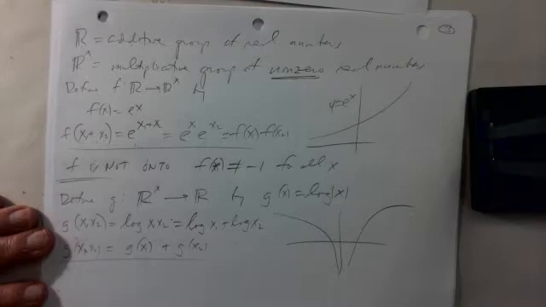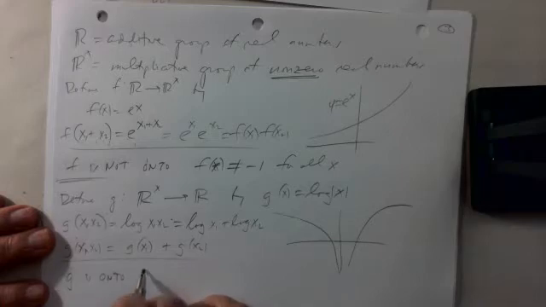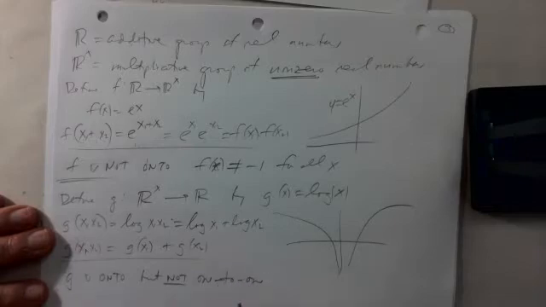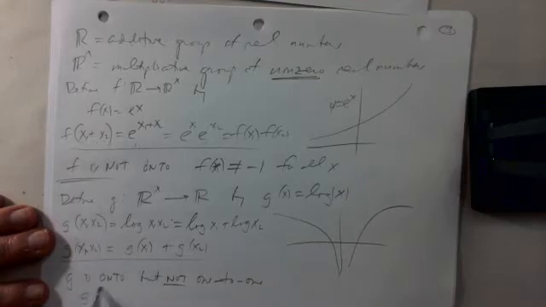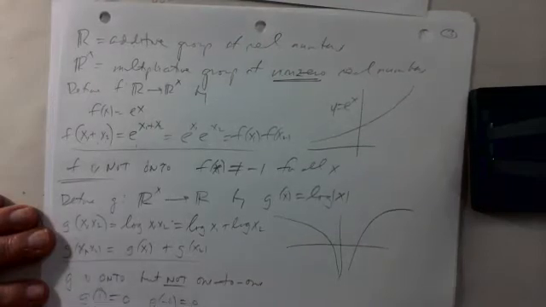Now, this function g is onto, but it is not one-to-one. Because, for example, g of 1 is 0 and g of minus 1 is 0.